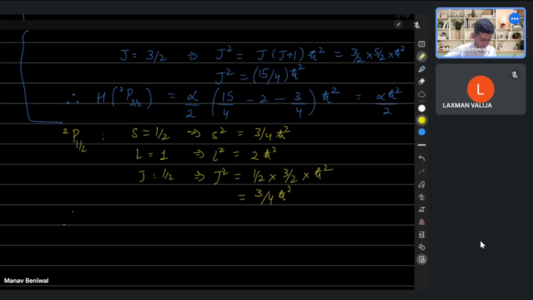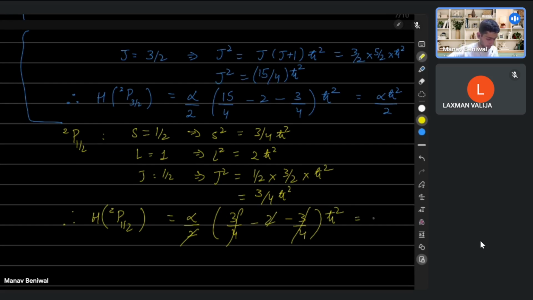Therefore, H of 2p 1/2 will become alpha over 2, 3/4 minus 2, minus 3/4 h cut squared. So this will cancel out and this 2 will also cancel out. So this will be nothing but minus alpha h cut squared.